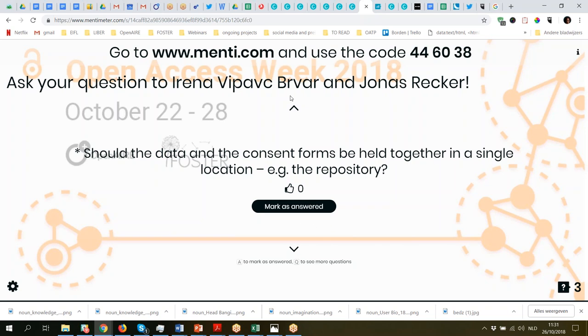Yes. Okay, so thank you. I think that answers the follow-up question that Garrett asked as well, whether the data and the consent form should be held together in one location, unless you've got anything else to add to that. I just think that, yes, if you want to protect the people that gave you consent, or the organization, please do keep them separately.